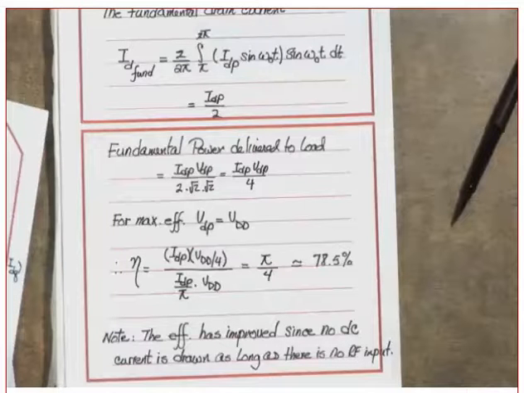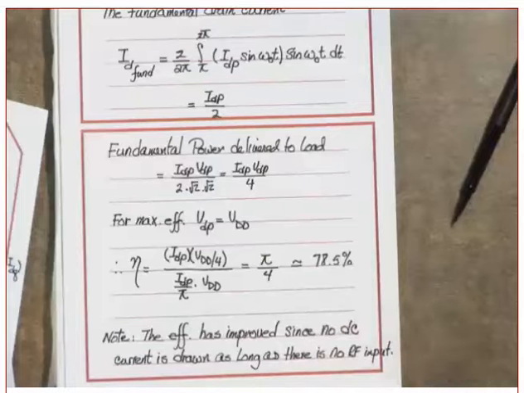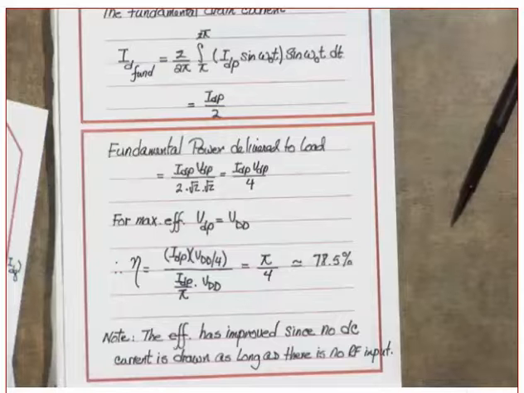78.5%. Did it improve? Why did it improve? There is a reason for it to be improving. Because when the transistor is cut off, there is no current passing through the transistor, which means half of the time there is no power lost. Did you get this or not? So the efficiency improved a little bit.